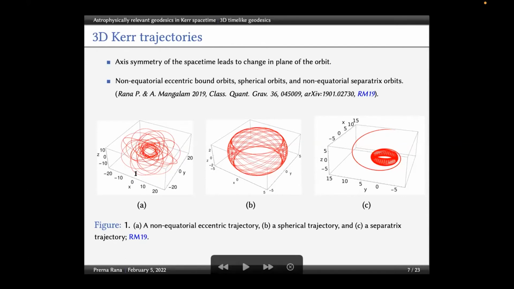On the left-hand side, figure 1a shows eccentric non-equatorial motion. We can clearly see that the motion is three-dimensional. There is a precession in the z direction, and in the middle I have shown a spherical orbit where the radius of the orbit is constant, whereas the motion in the z direction can be seen. On the right-hand side, there is a special orbit called the separatrix orbit, which is the separation between bound and unbound. All of these orbits were studied in detail in this particular paper, which I'm going to discuss.